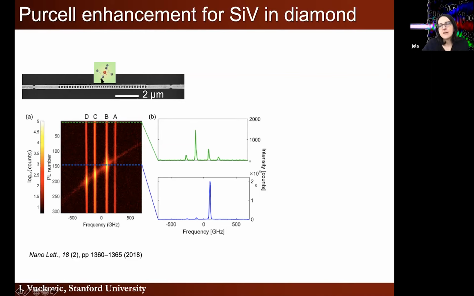Again, this solid state emitter may be a little bit closer to an atomic physics emitter, because it's not millions of atoms that are forming a quantum dot, it's still a single atom. And that silicon vacancy color center has these transitions A, B, C, D. And as you're tuning the cavity relative to them, you see that they light up, okay?